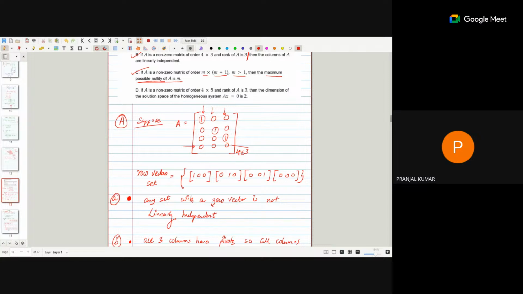Now D. If A is a non-zero matrix of order 4 cross 5 and rank of A is 3, then the dimension of solution space to the homogeneous system AX equals 0 is 2. So this whole thing is nothing but asking you the nullity. Nullity is 2. If rank is 3, then rank plus nullity is equal to 5, so it will be 2, right?